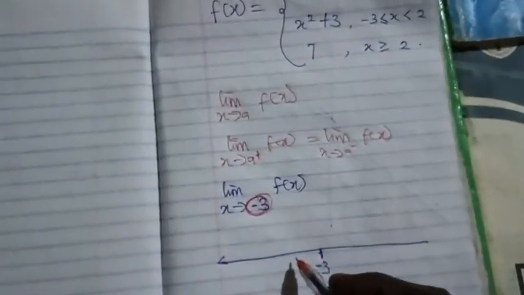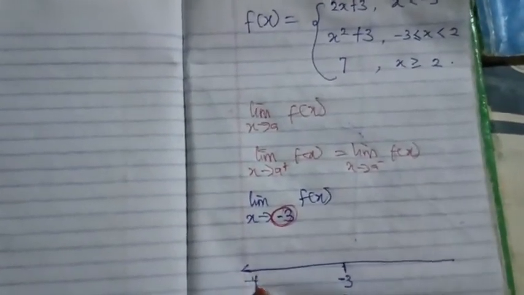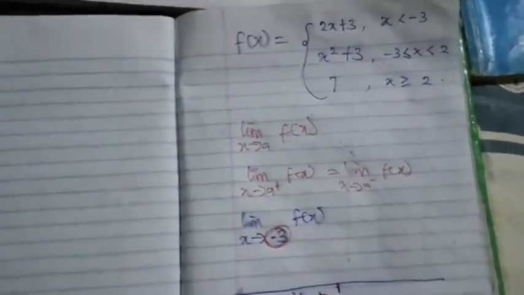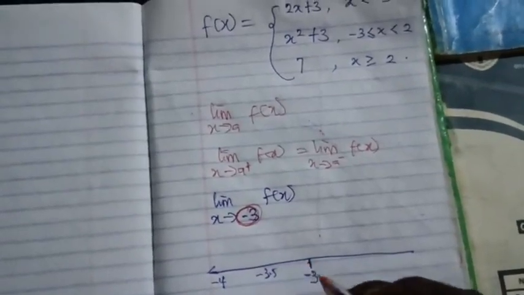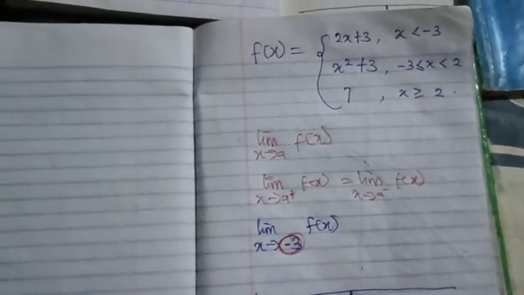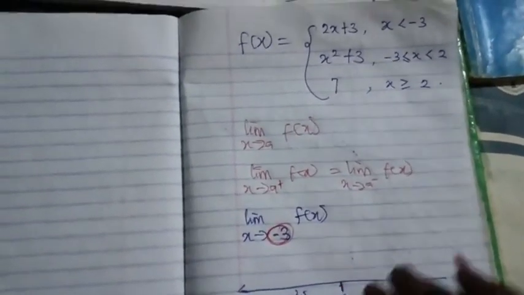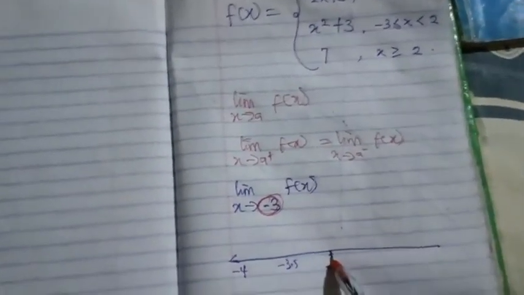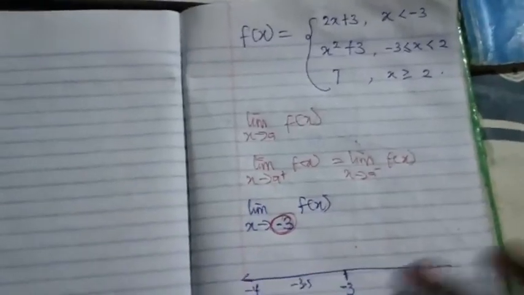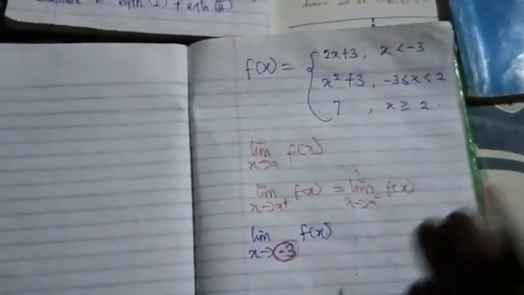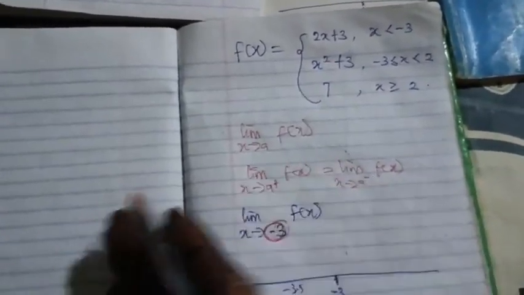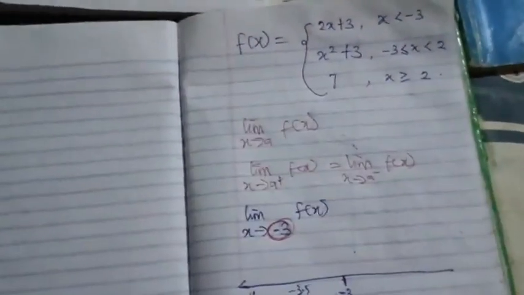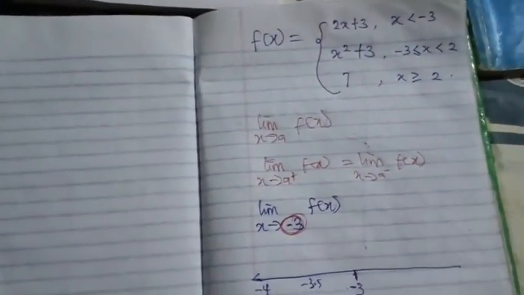Numbers that are approaching this, okay, somebody is first thinking of a minus 4. And then from the left, you are thinking of a minus 3.5. And then fast forward, you are thinking of a minus 3.1. To the left, you are still right. And then you're getting closer to this. That's from the left, based on the piecewise function definition, it will be the region where x is less than minus 3. That will be the region we use for the left.